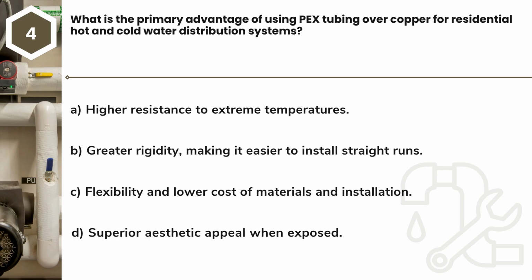Question 4. What is the primary advantage of using PEX tubing over copper for residential hot and cold water distribution systems? A. Higher resistance to extreme temperatures. B. Greater rigidity, making it easier to install straight runs. C. Flexibility and lower cost of materials and installation. D. Superior aesthetic appeal when exposed.